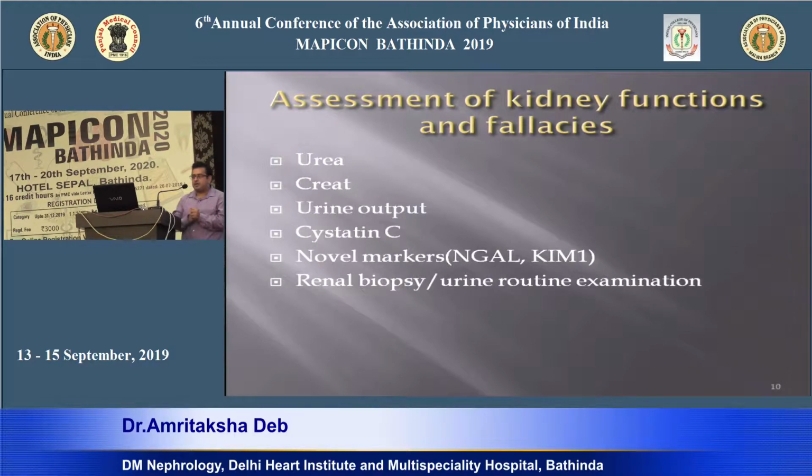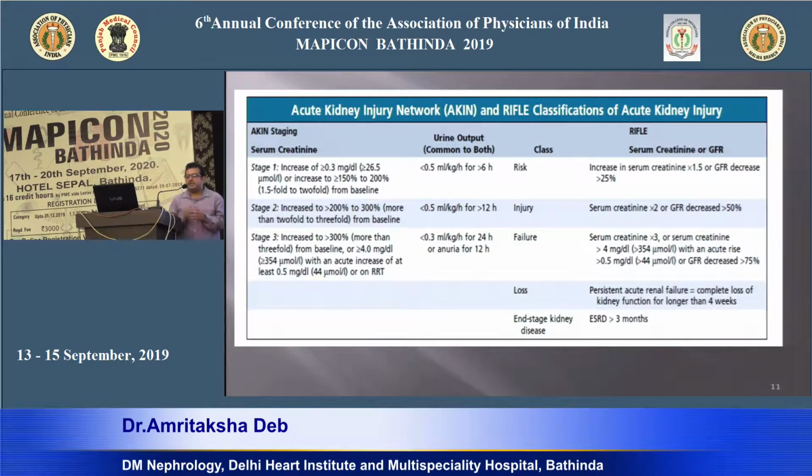We have newer markers coming up like cystatin C, which is almost like creatinine. We have NGAL and KIM1. We'll talk about this in a short while. And then finally, in those in whom we find glomerular involvement, urine routine examination and renal biopsy are helpful. Now, this is the classification system of acute kidney injury, and this is based on just two criteria.